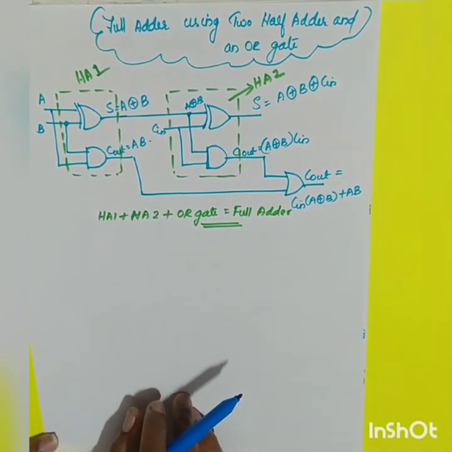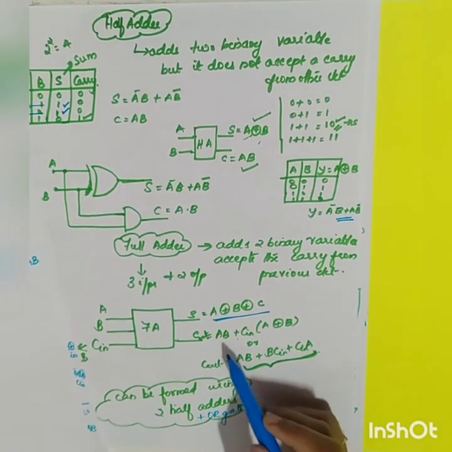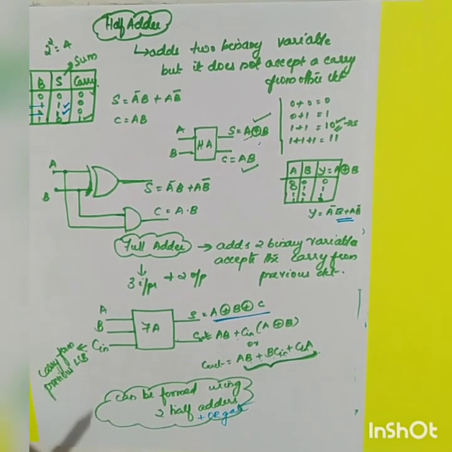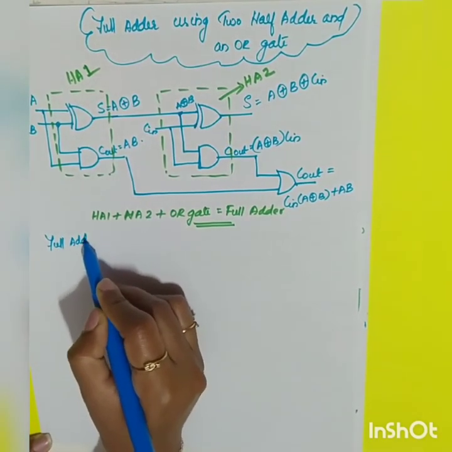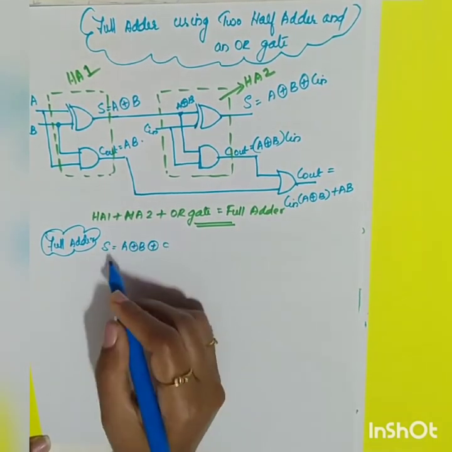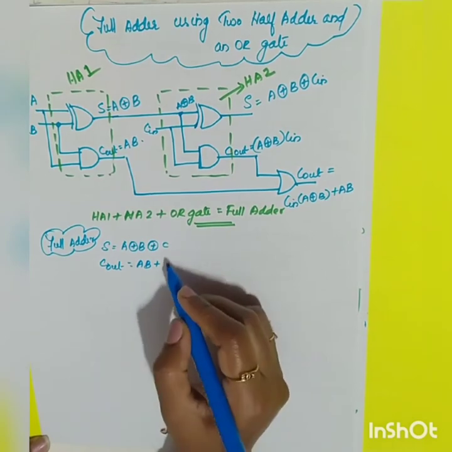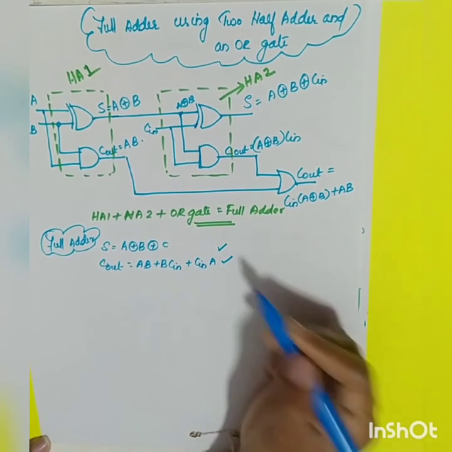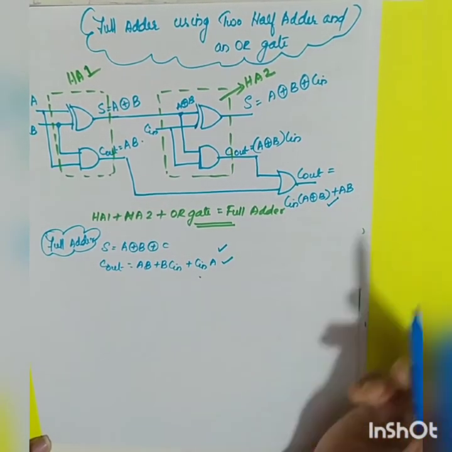The second full adder is by using the second expression of your carry, that is Cout is equal to AB plus B Cin plus Cin into A, and the sum is the same expression. So for the second full adder, what is the expression? S is equal to A XOR B XOR Cin. And Cout is equal to AB plus B into Cin plus Cin into A. By using these two expressions, I'll explain how you are going to get this expression from your first expression. That is also possible.